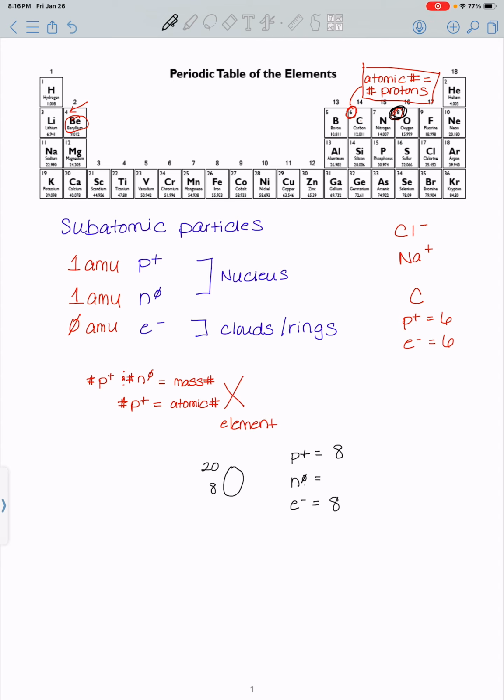Now we just have to figure out how many neutrons we have. Well, our mass number, which is equal to protons plus neutrons, is 20. So if we have 20 as our mass number, we know we have 8 protons plus n. We just don't know the number of neutrons. So we can do some math right here, and we get 12 is equal to n. So we have 12 neutrons in this particular oxygen.